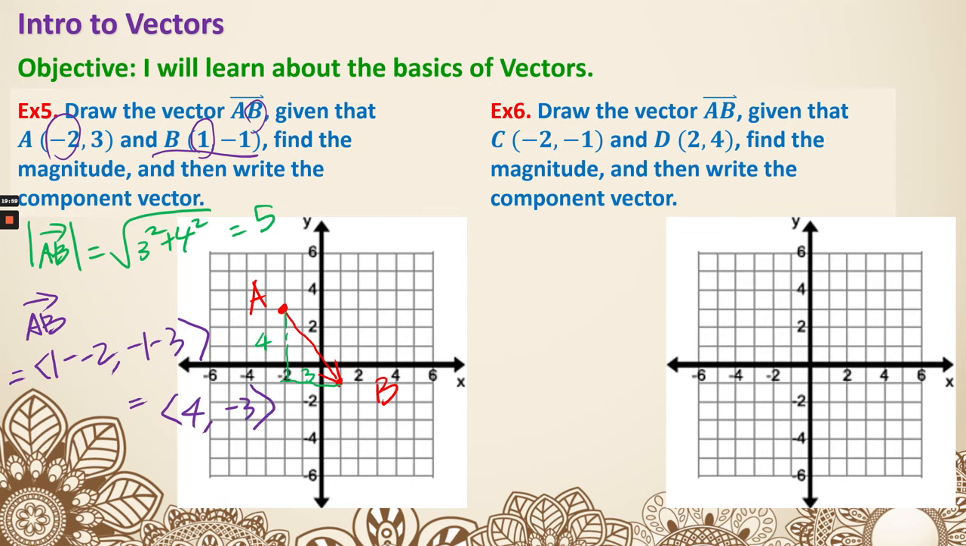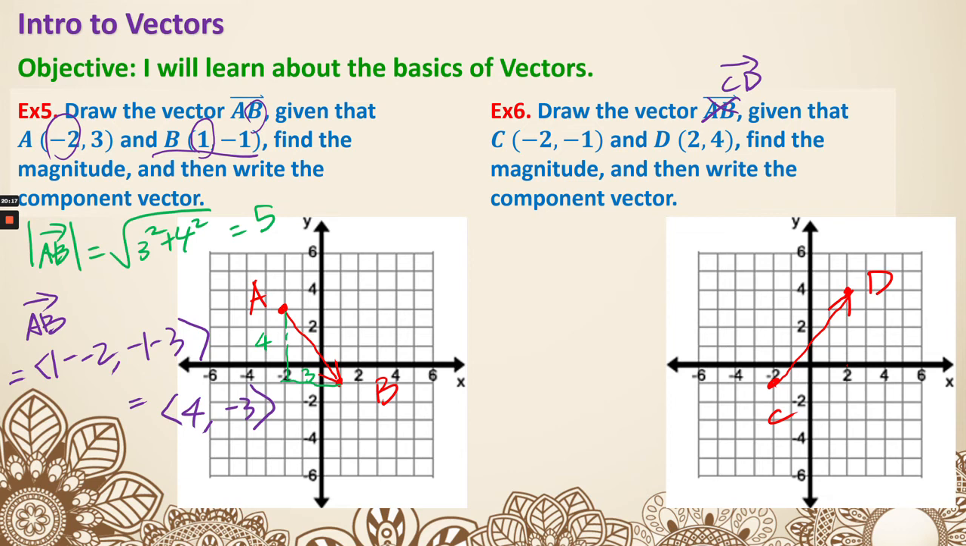Next, example 6. Let's first draw it. There's a typo. It shouldn't be AB anymore. It should be CD. So let's draw it out. My point C is (-2, -1). My D is (2, 4). So let's connect them.